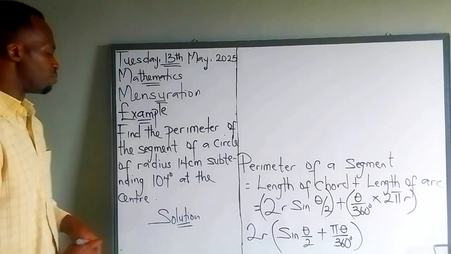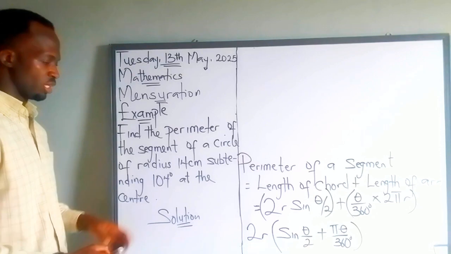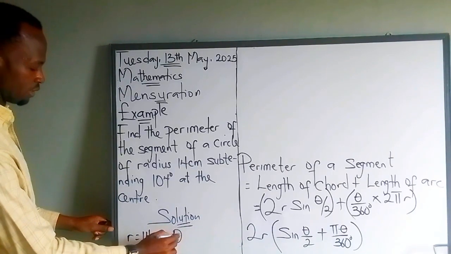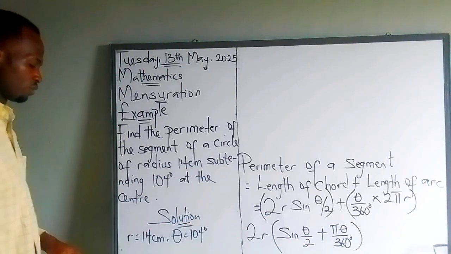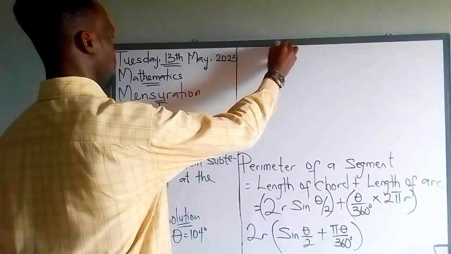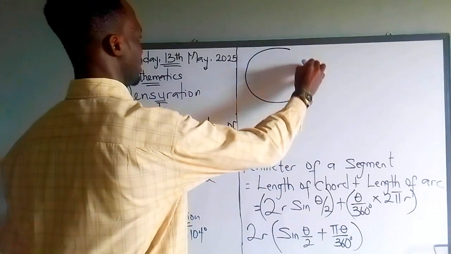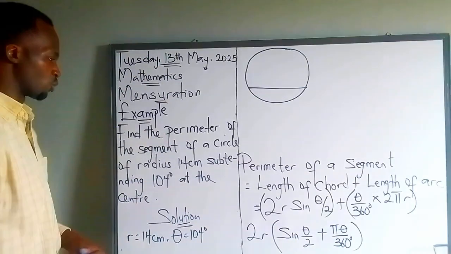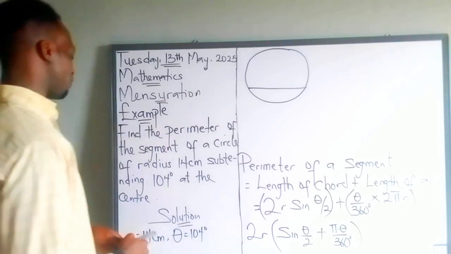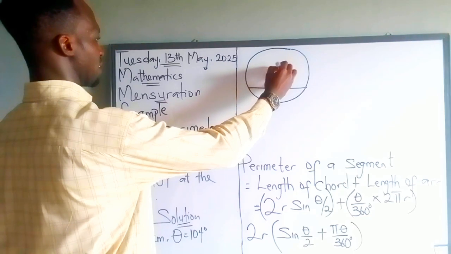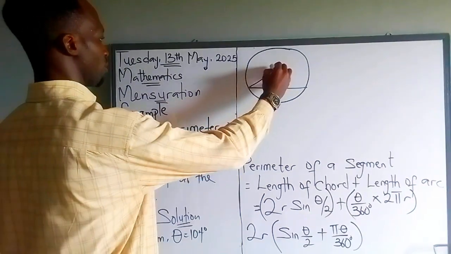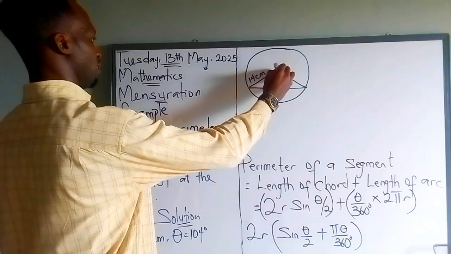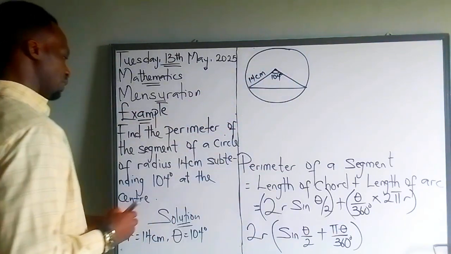So we have to find the perimeter of the segment of a circle of radius 14 centimeters. So we have radius 14 centimeters, and then theta is 104 degrees. So let's draw a circle to represent that, right? So we have a chord, since we're actually calculating the perimeter of a segment of a circle. So this is the center of the circle, radius 14 centimeters, right? Then angle 104 degrees, right?